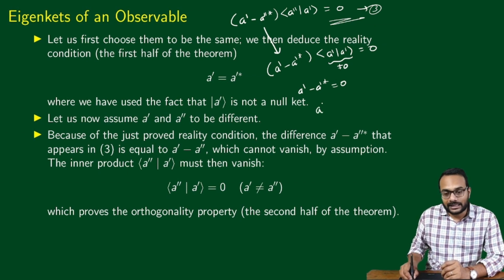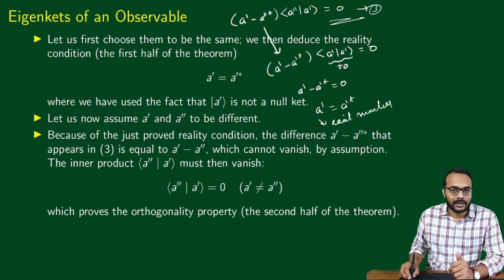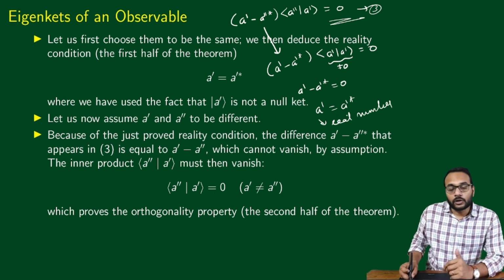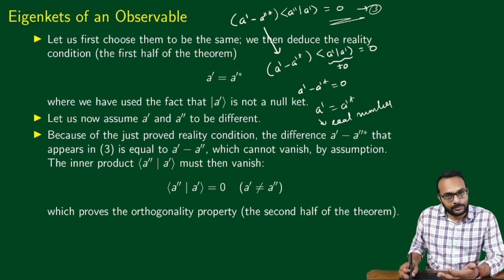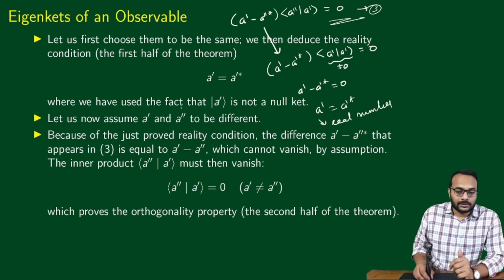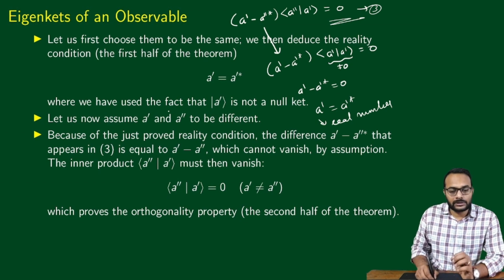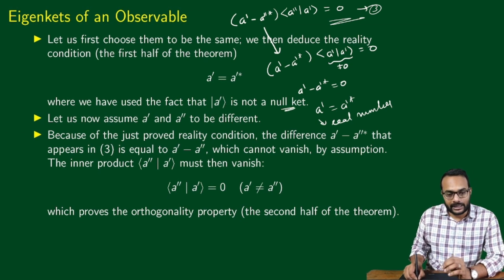Okay. Now this means that A prime is equal to A prime star. A prime equal to A prime star means A prime is a number which is equal to its own complex conjugate. Now this is generally true for any A prime and A prime star. This means that this is a real number. So for a real number, the complex conjugate of a real number is the same, right? It doesn't change. So we have used the fact that ket A prime is not a null ket.